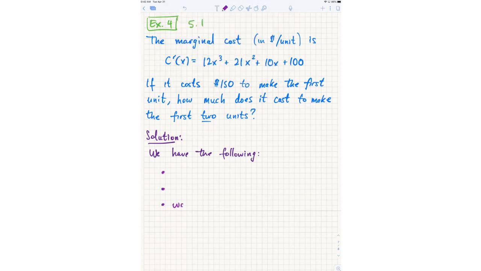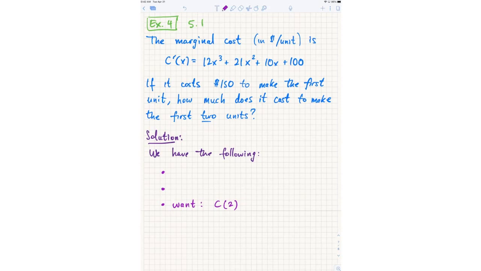Okay, so we have now determined from this problem that the thing I want is C of 2. All right, so that is our ultimate goal. Now, what information has been given to us in this problem? Remember, this is our goal. So now let's figure out what we have that gets us there.